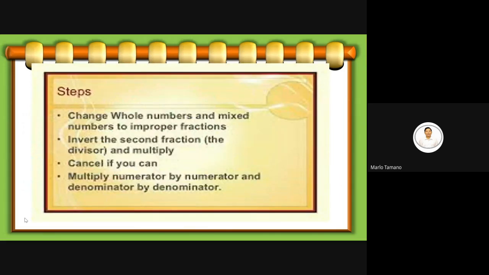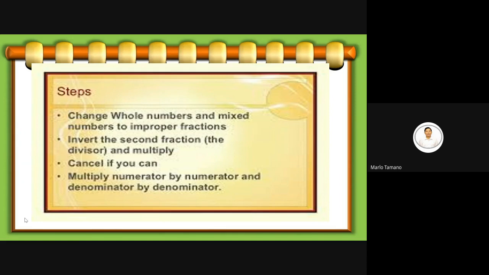Alright. So, next. Now, these are the steps. Change whole numbers into what? Fraction. Paano bang i-change, para hindi kayo malito? Katulad nung kanina, 4. Kung gagawin mong fraction, 4 over 1. A mixed number to improper fraction. So, kapag mixed naman, 1 and 1/2, all you have to do is change that mixed to improper fraction. 2 times 1 is 2 plus 1 is 3. 3 over 2.